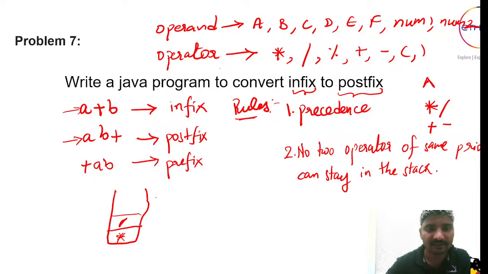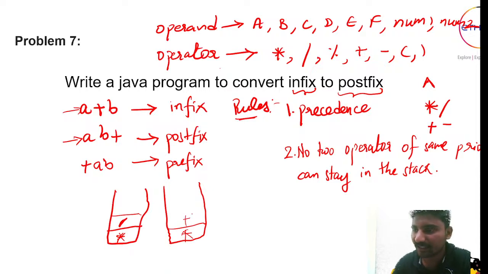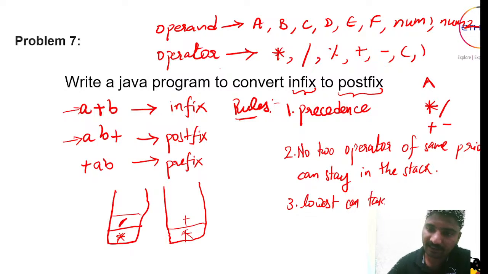Now, the third rule is, let us assume that I have a star over here and I need to push a plus. Just assume this is a scenario. Now the lowest priority is plus, right? The lowest priority cannot be placed on the highest priority. That's the third rule. Lowest cannot take place over the highest.